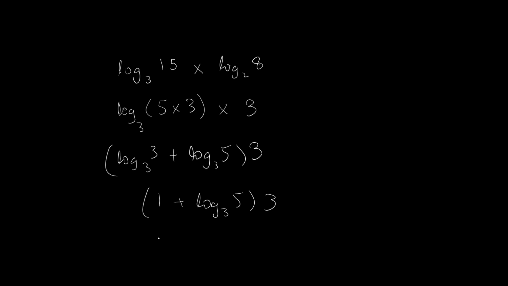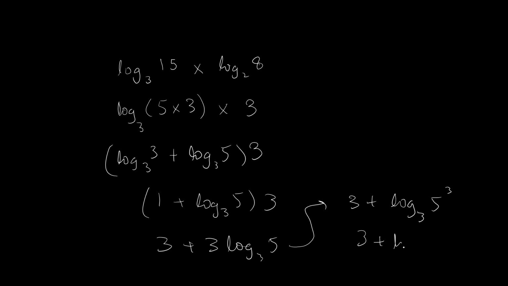And now if you look at the options, you will have something like this: 3 plus log base 3 of 5. Or they may even make it more complex by taking the 3 as an exponent on 5, so log base 3 of 5 cubed, and solving it as log base 3 of 125. So look for any of these options and you will check the right one.